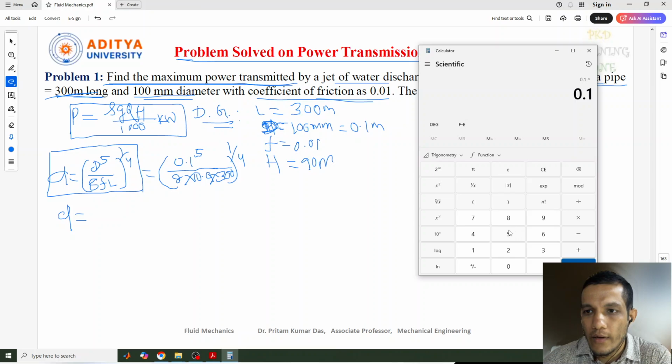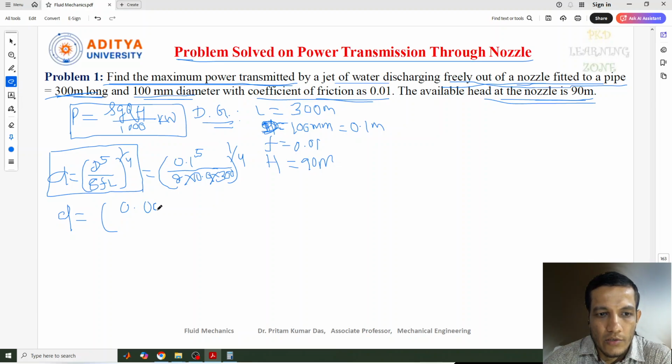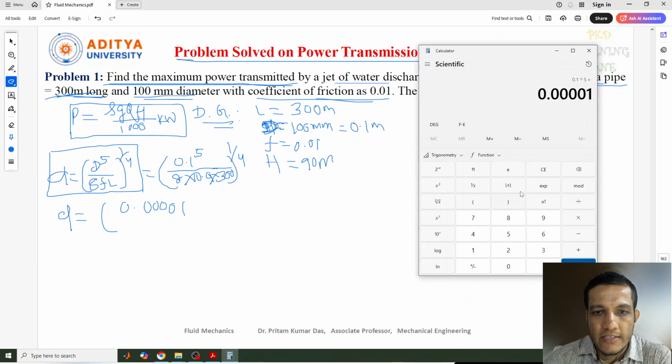0.1 to the power 5, which is 0.00001. Next, divided by, let me write it again, 0.1 to the power 5 equal to this, and divided by, bracket start, 8 into 0.01 into 300, bracket close. Now this will give you the value of this.